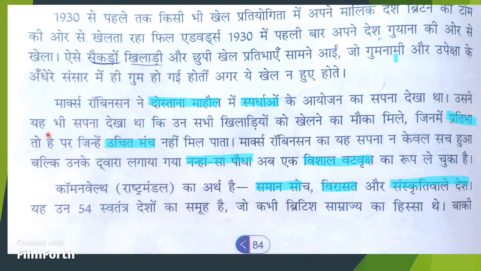Now, Max Robinson had also dreamt that all those players who have never got the proper stage to exhibit their talents should also get a chance to play and come to the limelight. Here, Pratibha means talent and Uchit Manch means appropriate stage.